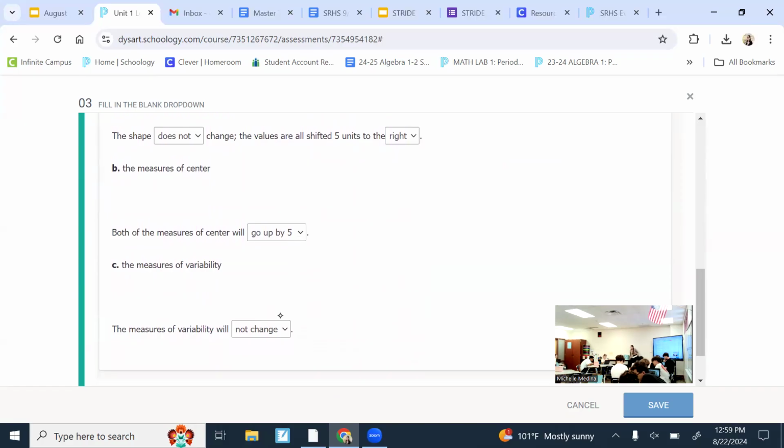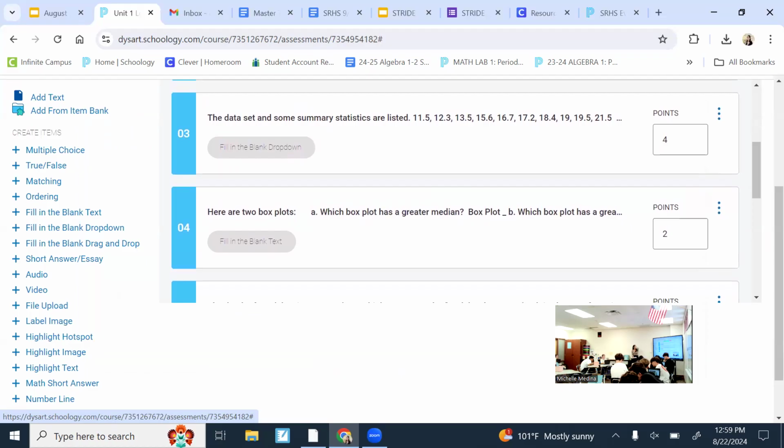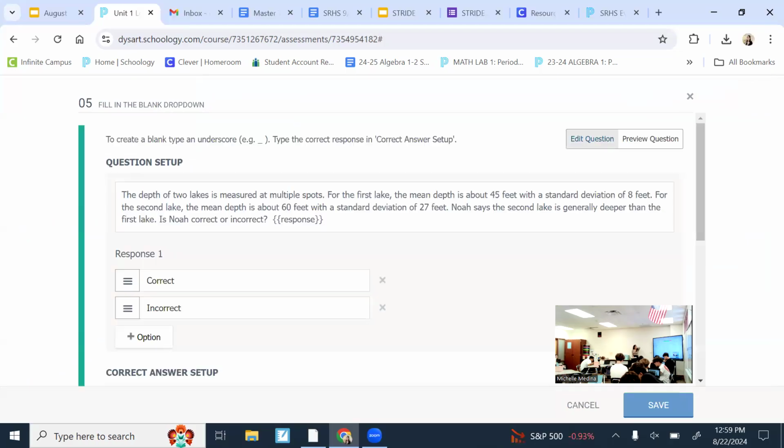Or do you have one cadence with a different one? What did it start with? The depth of 2 lakes, okay.